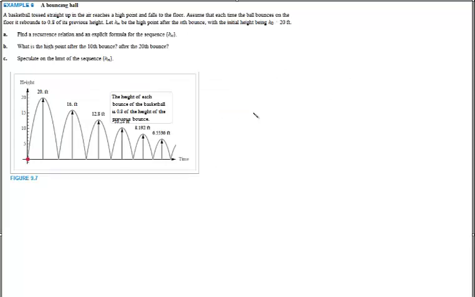In example 6, we're looking at a ball that's being bounced, and its initial bounce was at 20 feet, after which the subsequent bounces are 0.8 times that height. That would mean that h sub 0 is 20, h sub 1 is 20 times 0.8, which is 16. H sub 2 is 16 times 0.8, which was 12.8.